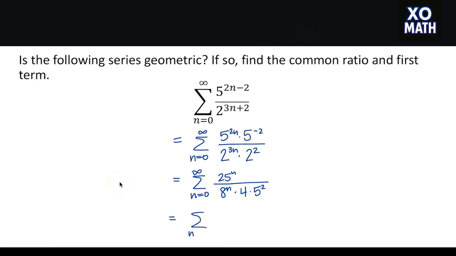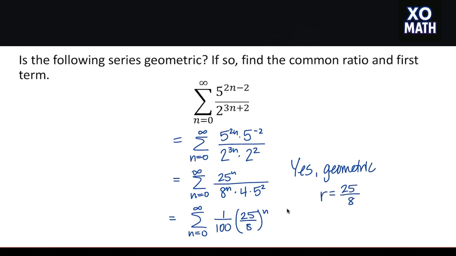So let's see what we get. I'm going to combine a bunch of things at once here, let's do 25 over 8 to the n, so that's working on these two. And then I would have in the front there 1 over 100. So 5 squared is 25. 25 times 4 is 100. It's in the denominator, so 1 over 100. And then 25 over 8 to the n. So yes, this is geometric. Just took a little bit more algebra than usual. R is 25 over 8.